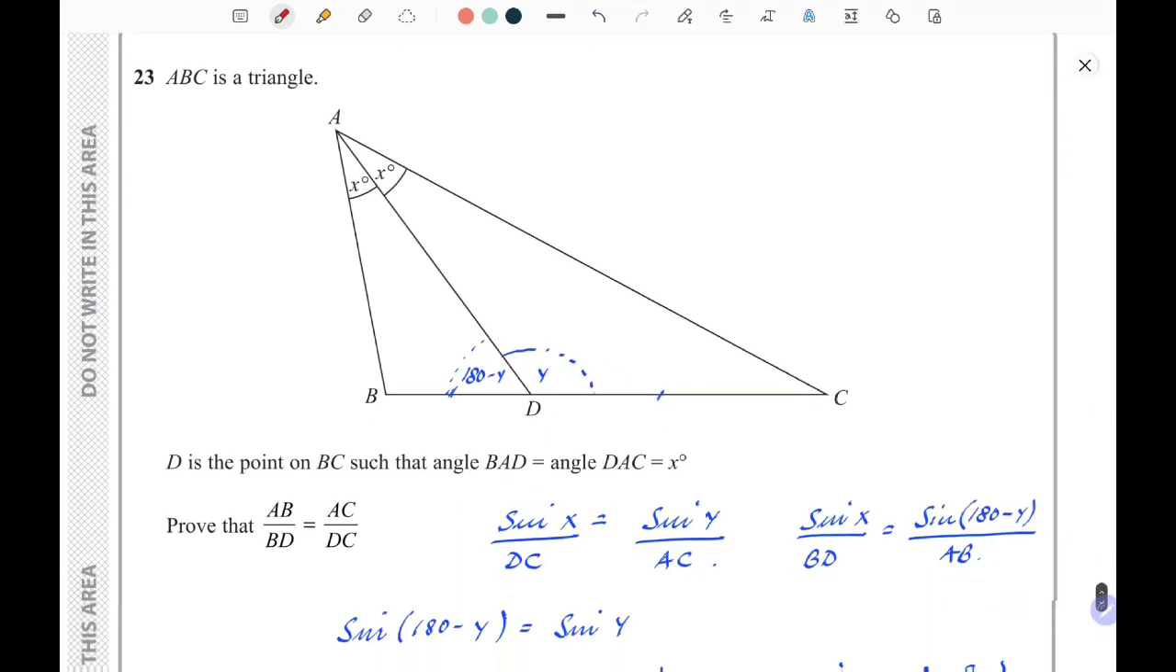And one more. This one requires you to know your sine rule.